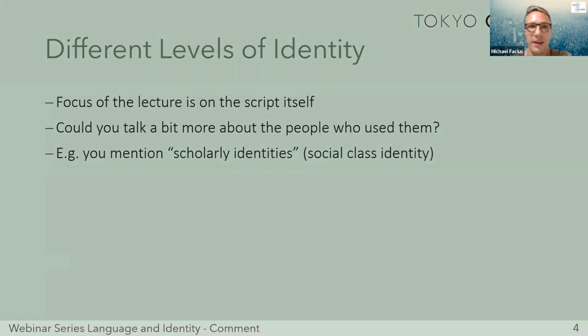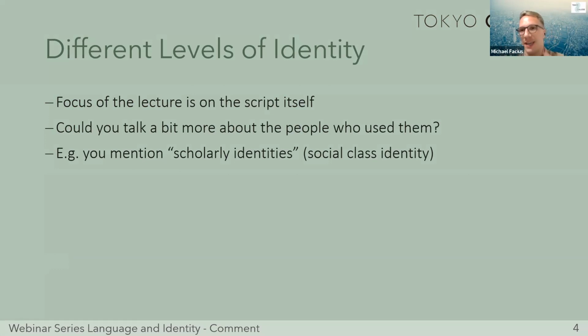So the second set of comments is about different levels of identity that you have been explicitly and implicitly alluding to. The focus of the lecture is, of course, on the variation in script itself. And I wonder if you could talk a bit more about the people who use them. For example, you mentioned scholarly identity. So that would be a kind of social class identity that you could demonstrate by using script in a certain way. Then you showed the seals, right?